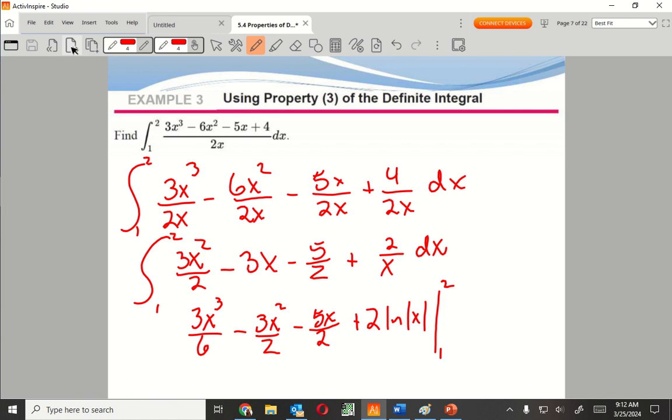So I'm going to clean this one up a little bit because why not? That's 1/2 over on that one. All right, so now let's evaluate it. So we're plugging in the 2. So 2 to the 3rd power is 2 times 2 is 4 times 2 again is 8 divided by 2, 4.